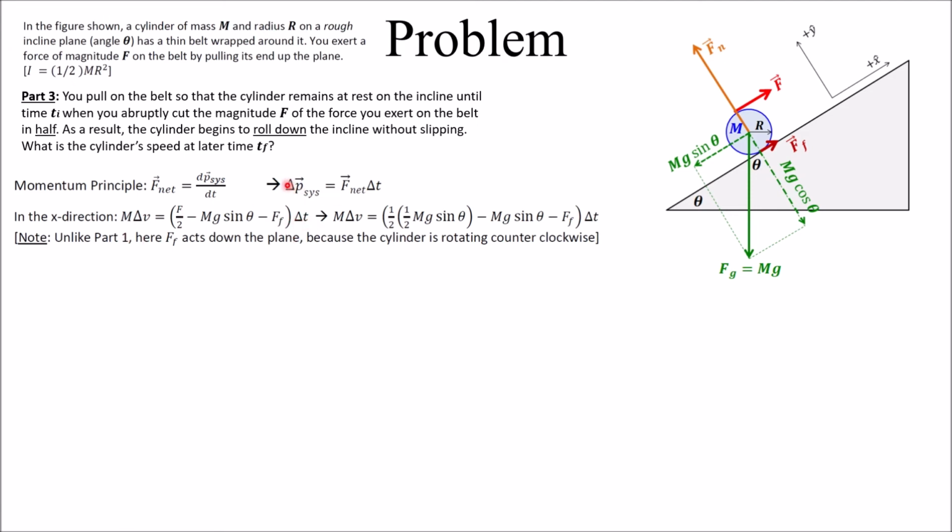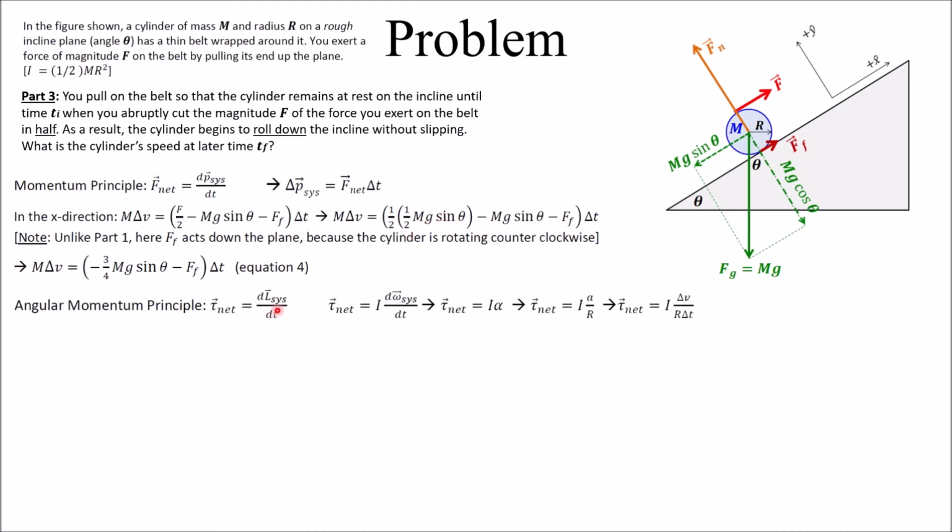So basically our change in momentum is equal to our F net times delta t. We're just plugging in there, and we can simplify that a little bit. And notice how, instead of like in part 1 and part 2, we have force of friction acting down the plane because the cylinder is rotating counterclockwise now. So we have this equation number 4, where we've simplified it from there.